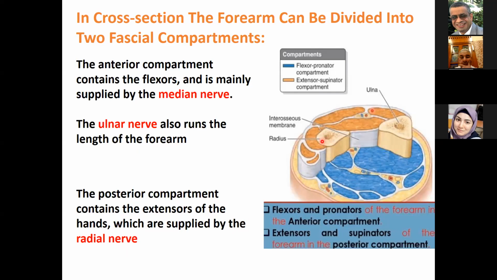This is the radial bone. This is the ulnar bone. This is the interosseous membrane. These are the flexors and the pronators of the forearm in the anterior compartment. These are the extensors and the supinators of the forearm in the posterior compartment.